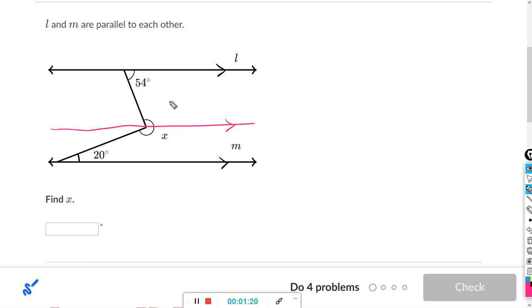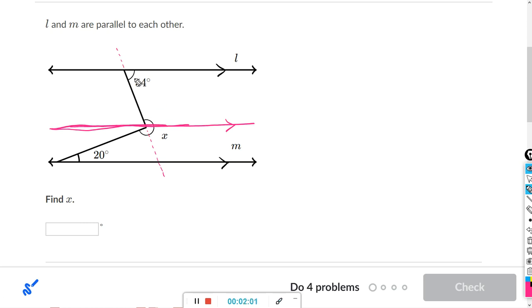And now we can see that this is our transversal right here. I'll extend the line a little bit. This is our transversal. In between these two parallel lines is considered interior. This angle here and this angle here are same side interior. That makes them supplementary, which means they add to 180.